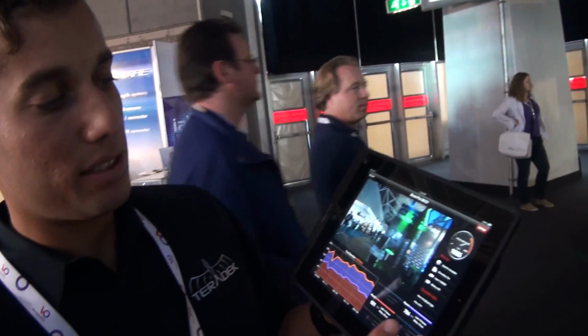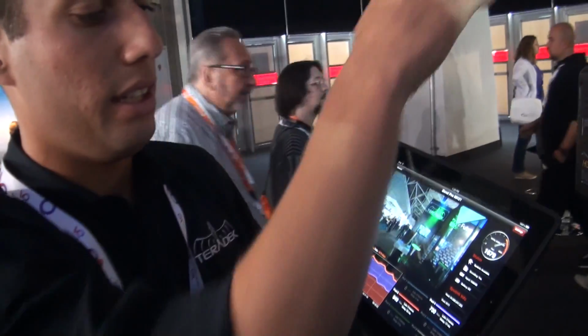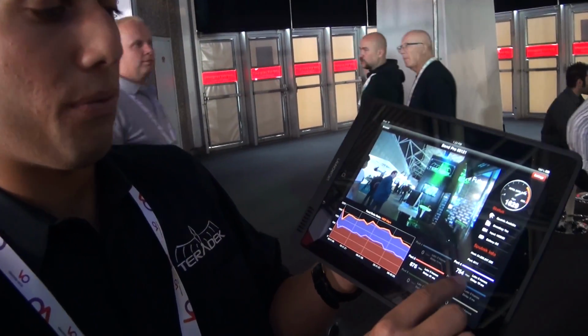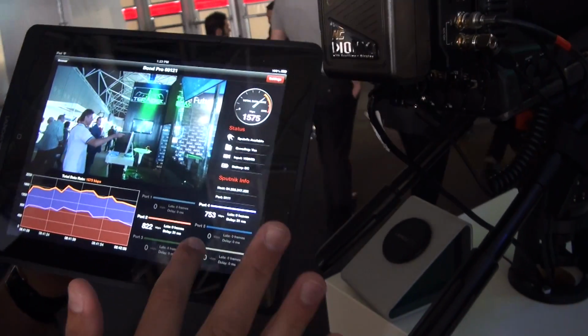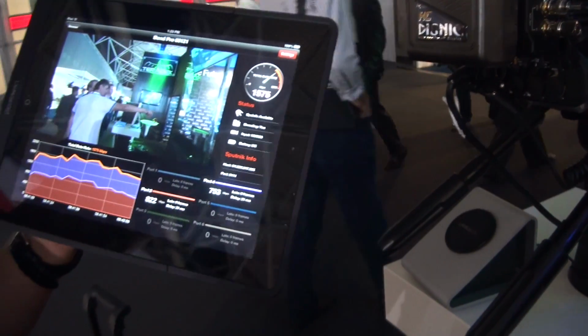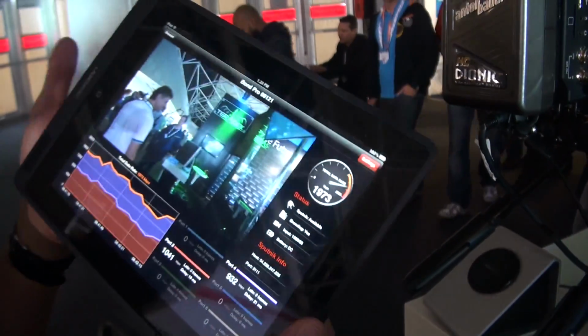Through our Sputnik software, you get a bunch of analytics about what is actually going on here. For example, on port 4, I'm getting a total of 754 kilobits per second. On port 2, 822. Gives me a total bit rate of nearly 2 megabits per second.